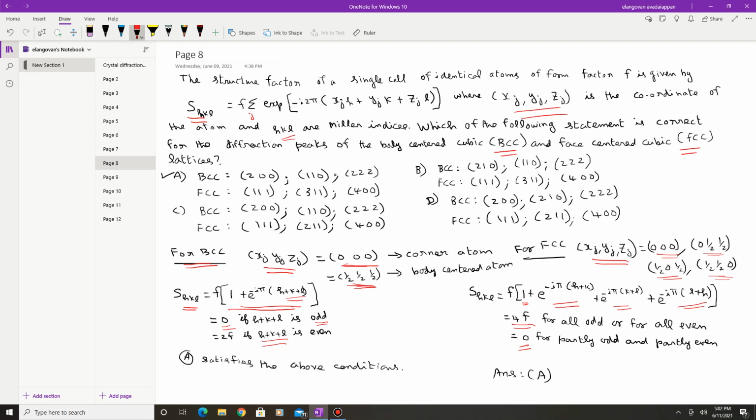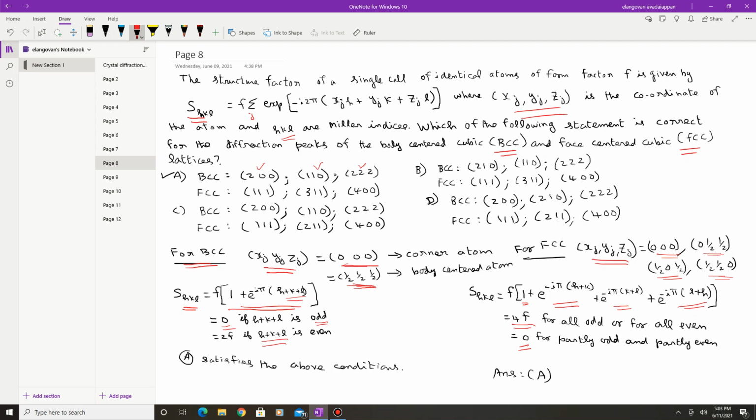So now let us use the result by choosing each option. Suppose we choose option A for BCC. For BCC, if h plus k plus l is odd, it is 0; if it is even, it is allowed. So 2 plus 0 plus 0 is even, so it is allowed. 1 plus 1 plus 0 allowed. 2 plus 2 plus 2. So all are even, so it is allowed.